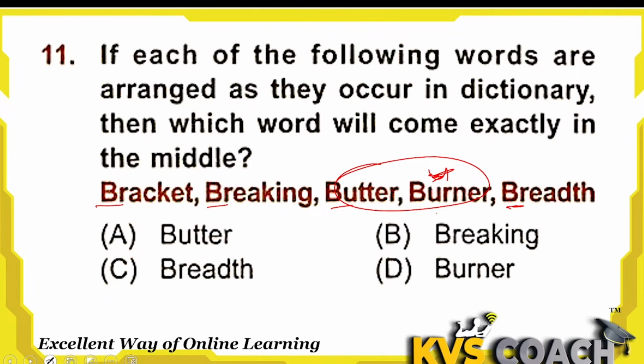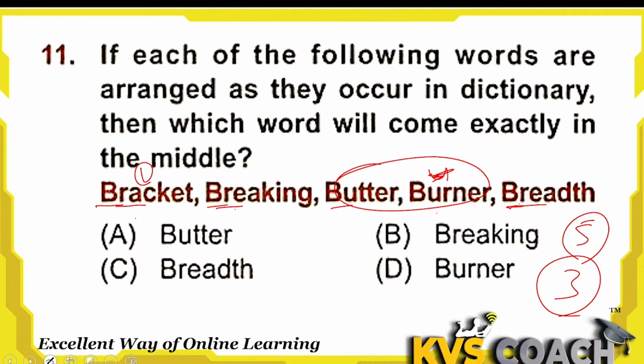Let me check where it is, fourth and fifth, but we have to check in the middle one. That middle one, the total is 5, so the middle word will be third. So let's check which one will be third. Here BR, BR, BR. In BR it is BRA. This is BRE and this is BRE. So it means this will be 1.